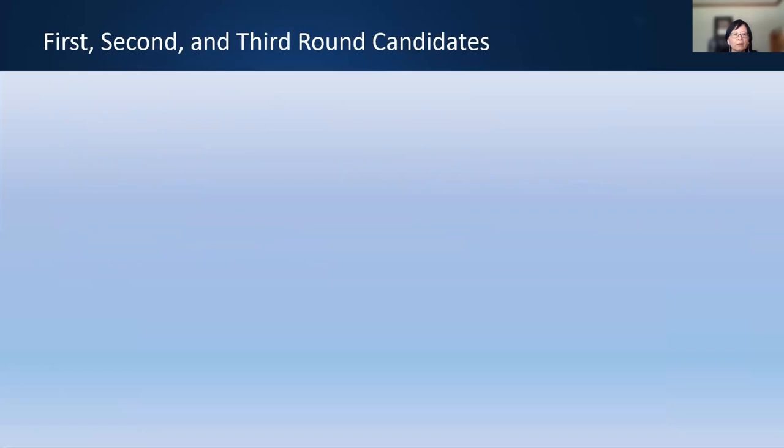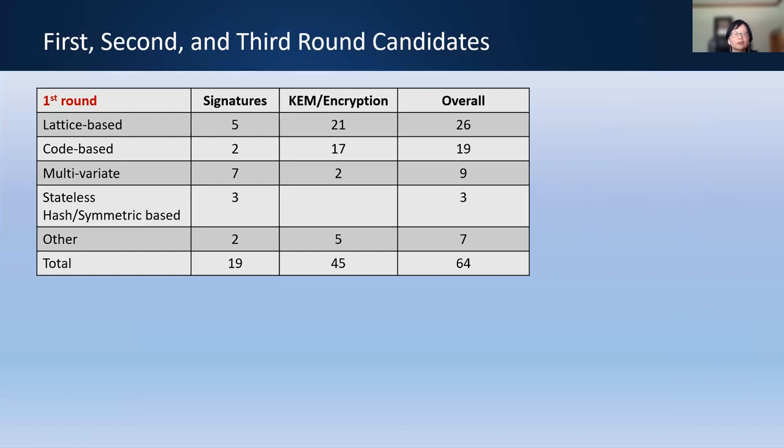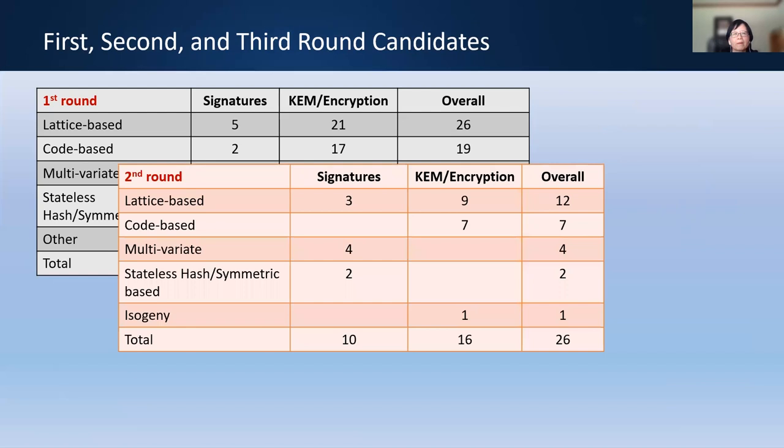Then let's have a quick look at the first, second, and third round candidates. The first round candidates are distributed in these research categories, and some of the categories have signatures as well as KEM and encryption. You might ask why this is 64, not 69. Because 5 of them were broken right away. That means the first round candidates are essentially 64. In the second round, we have 26 candidates, also distributed in the different categories, but for lattice-based, we have both signatures and KEM and encryption.